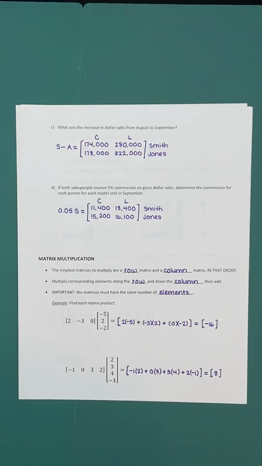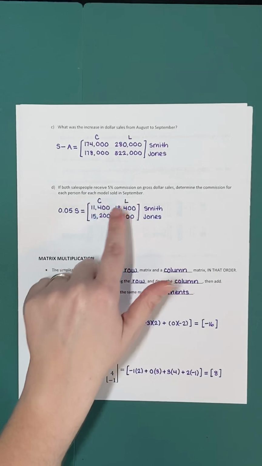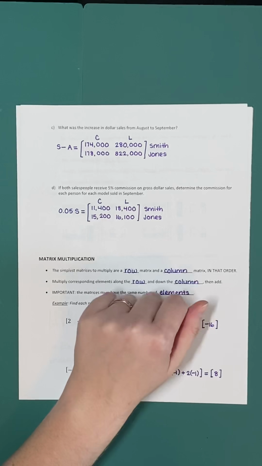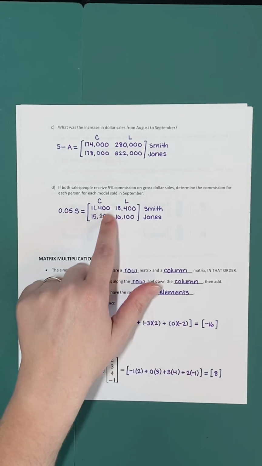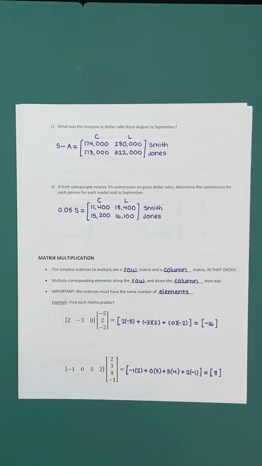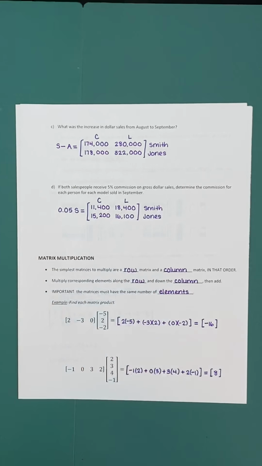So what if instead we wanted to know the total commission for each of our salespeople? Well, we could start it out the same way. This is going to be the individual commission amounts. If we were to take each of the elements in each row and add them, in other words, take 11.4 and 18.4 and add them together, that would be the total commission that Ms. Smith made. If we took 15.2, 16.1, added those together, that will be the total commission that Mr. Jones made. So just a few examples of how we might actually use these kinds of operations in real life.